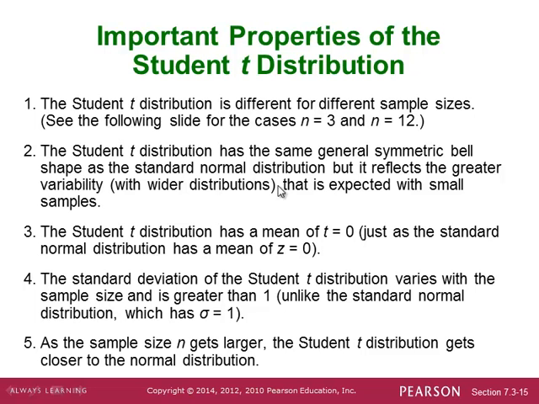Number three, the student t-distribution has a mean of t equals 0, just like the standard normal distribution has a mean of z equals 0. Number four, the standard deviation of the student t-distribution varies with the sample size and is greater than 1, but it gets closer and closer to 1 the larger the sample size. Number five, as the sample size n gets larger, the student t-distribution gets closer to the standard normal distribution. Not just normal, but standard normal distribution.